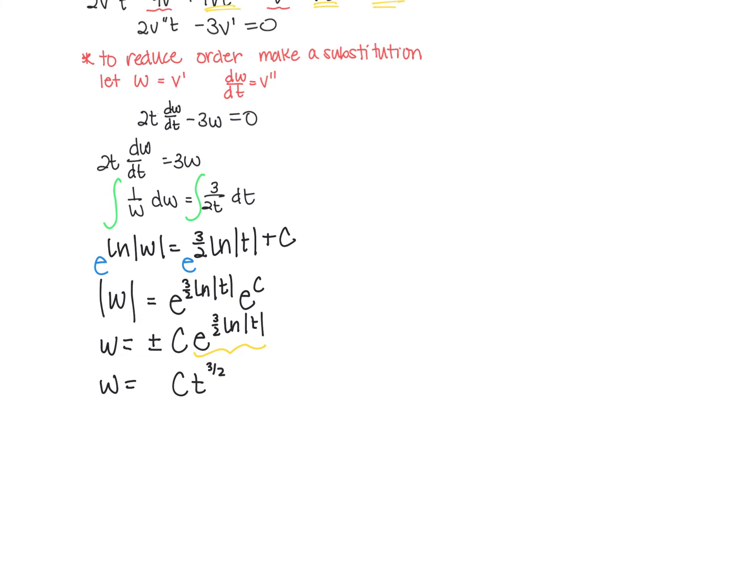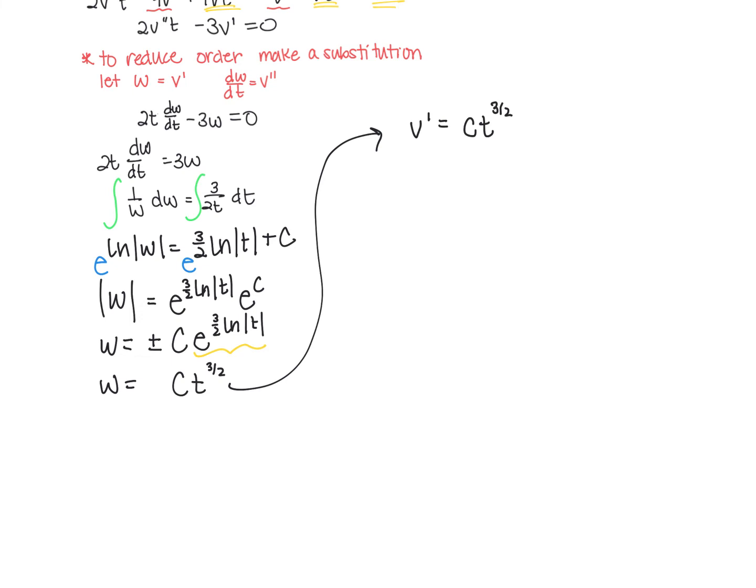Remind me again what I'm trying to solve for. V. What do I have? W. Well, I'm closer, right? But doesn't W equal V prime? So can't you just do that and take the other row? Right. So if W equals V prime, then what we know is that V prime equals C T to the 3/2.